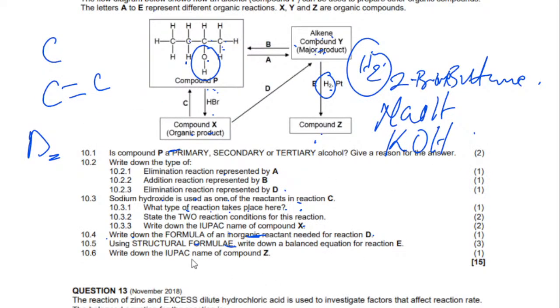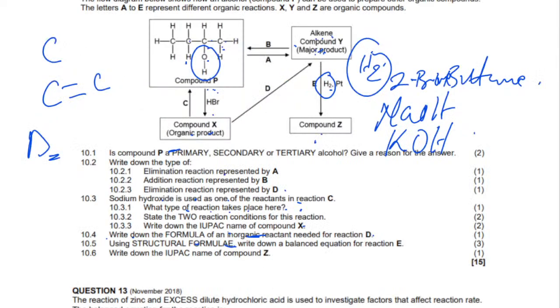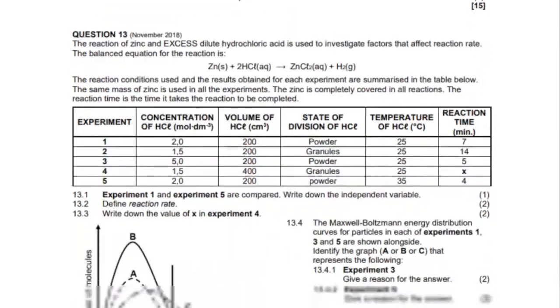Then we go to the next question. Write down the IUPAC name of Z. So where is Z now? Oh, the product. So what are you going to write here? The product here is simple. 1, 2, 3, 4. So it becomes butane. Simple. Butane. Let's go to the next question, which is now more calculations.